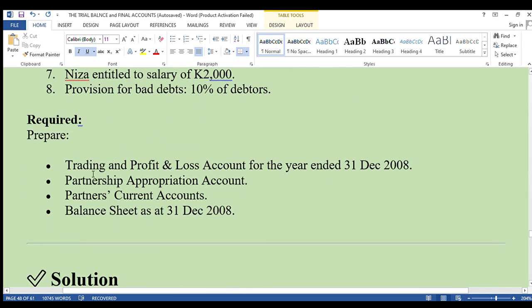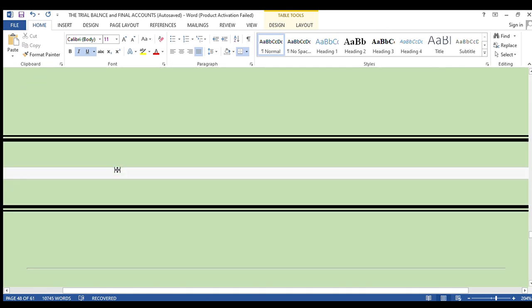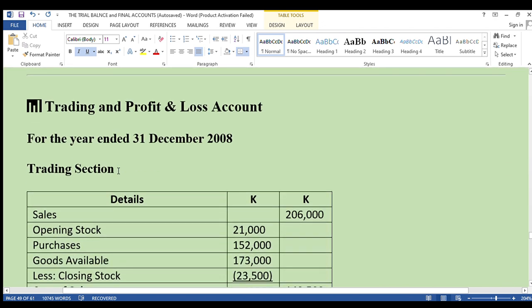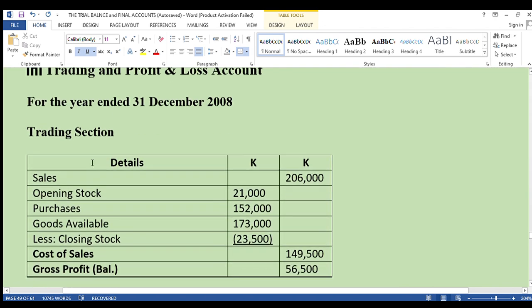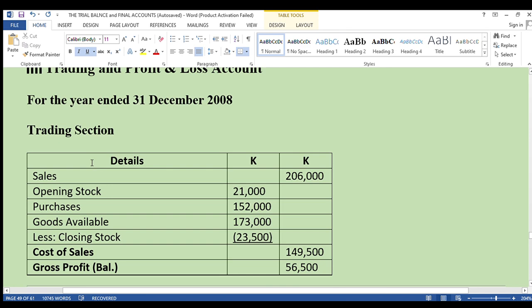So what is required? We have to prepare a trading and profit and loss account. We have to prepare a partnership appropriation account. We have to prepare partners' current accounts and the balance sheet. Okay, so let's get started. So, the trading and profit and loss account. We start with the trading section. The trading section is simple. We have sales. We need to know the revenue we made from sales minus the cost of sales. That's all, for us to get the gross profit.